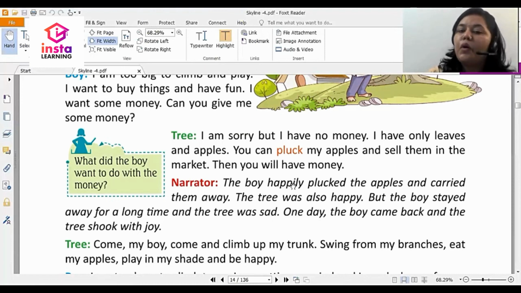Narrator: The boy happily plucked the apples and carried them away. The tree was also happy, but the boy stayed away for a long time and the tree was sad. One day, the boy came back and the tree shook with joy.